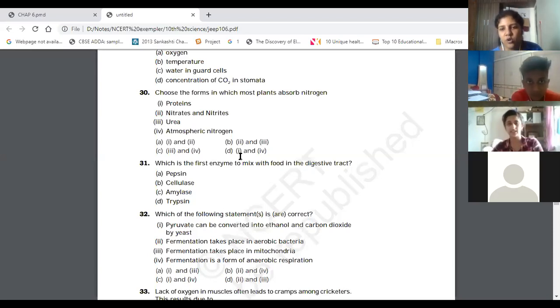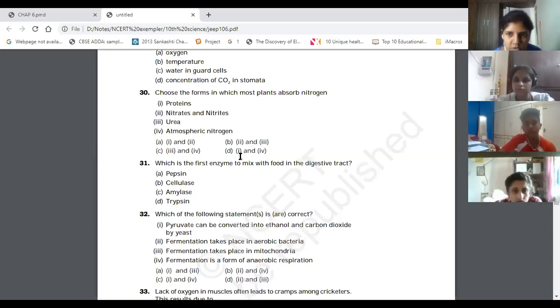First breakdown of carbohydrate starts in the mouth with the help of salivary amylase. Breakdown of protein starts in the stomach with the help of pepsin. And the breakdown of fat starts in the small intestine. Yes, it starts in the small intestine, but in the initial part of the small intestine, where pancreatic juices work on it.